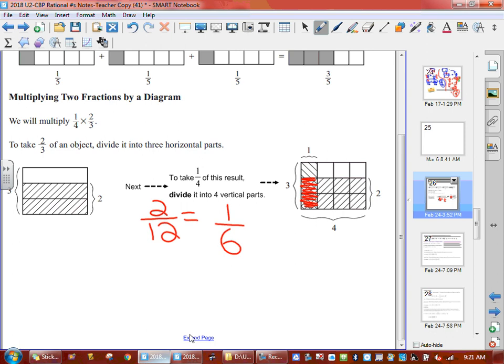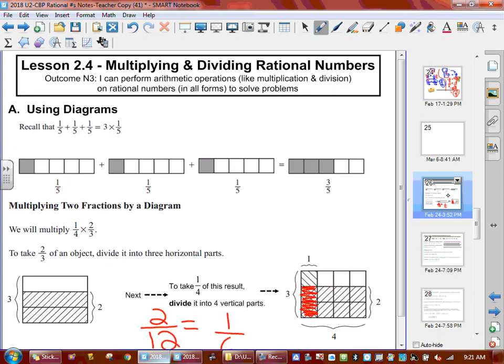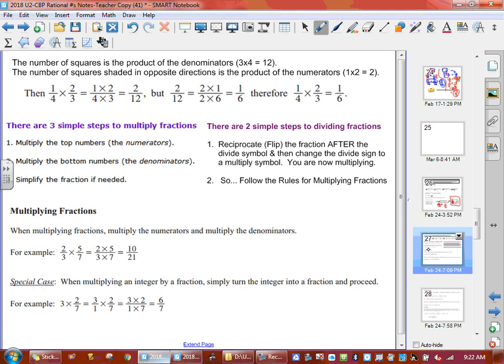Okay? Alright, let's take a look at actual rules. So it tells us the number of squares is equal to the product of the denominators. So when we take a look at those denominators that we multiply, that 3 and that 4, what's 3 times 4? 12. So that's where we got our 12 squares in this diagram. It says then the number of squares shaded in the opposite directions is the top ones being multiplied, 1 times 2. Okay? And then all you're doing is reducing it after.